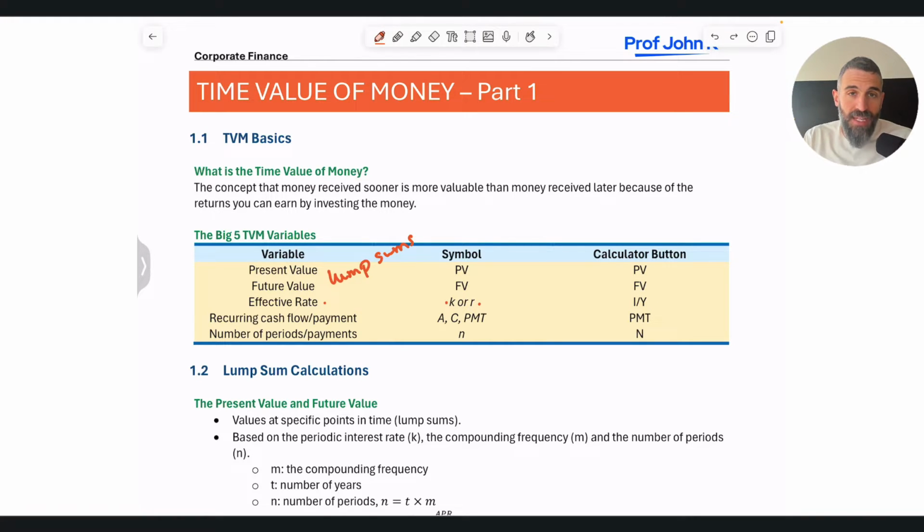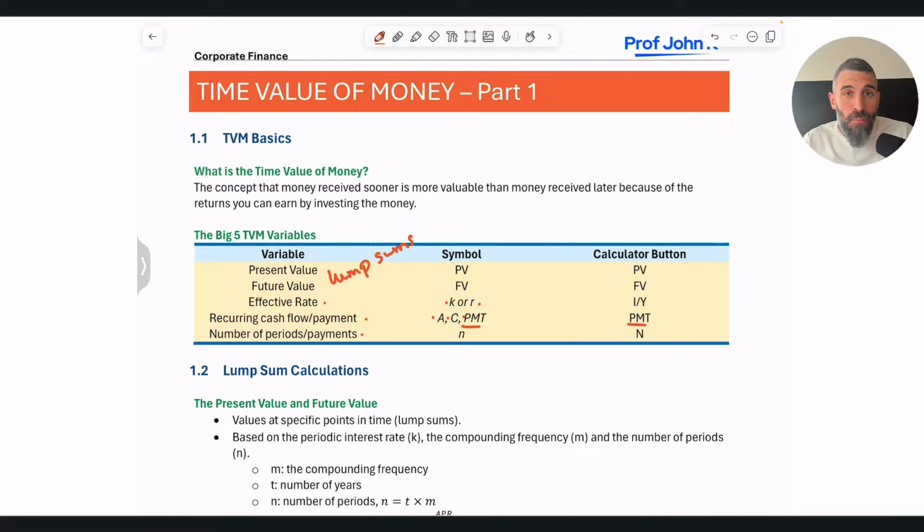Then you've got the recurring cash flow. In some instances, you don't have lump sums or only lump sums. You have recurring cash flows, right? Think of a mortgage where you have to make monthly payments. Well, that monthly payment is a payment. It's recurring. And so the symbols for that, A, C, PMT, right? There are many different symbols that you can use. I tend to use PMT, payment. It is the same button on the financial calculator.